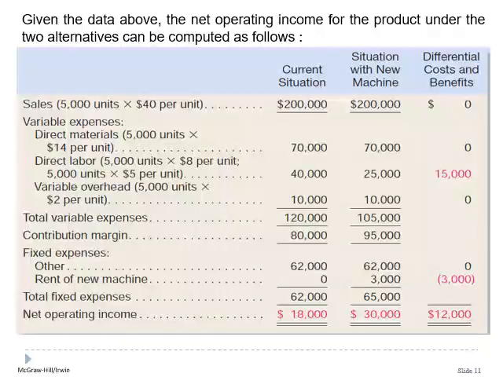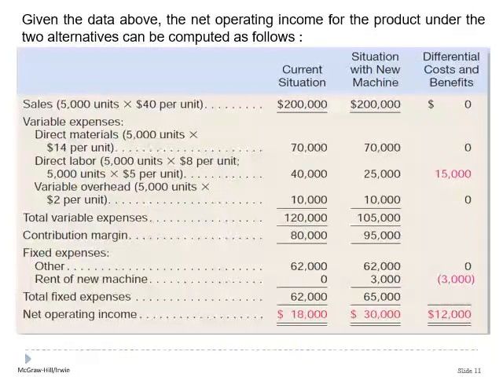Here we are using the two ways, the total approach and the differential approach. If we use the total approach, we will prepare an income statement for the current situation and another income statement for the situation with the new machine. If we are using the differential cost, the differential cost is the difference between these two situations.